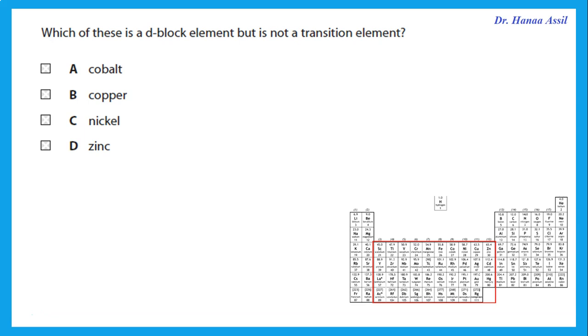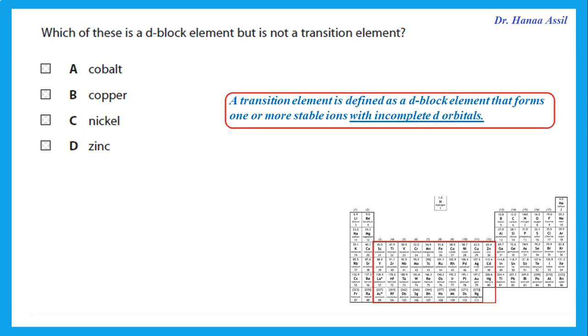But not all the D block elements are regarded as a transition element, because the definition for a transition element is a D block element that forms one or more stable ions with incomplete d orbitals. So a transition element must have incomplete d orbitals in the ions. The stable ions should have incomplete d orbitals. So let us take a look at cobalt.